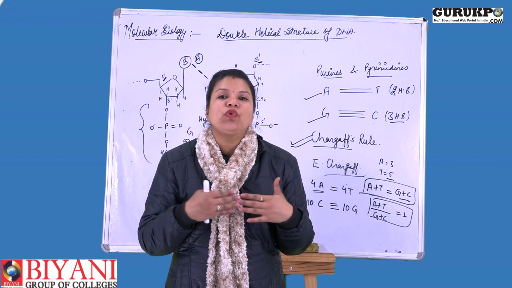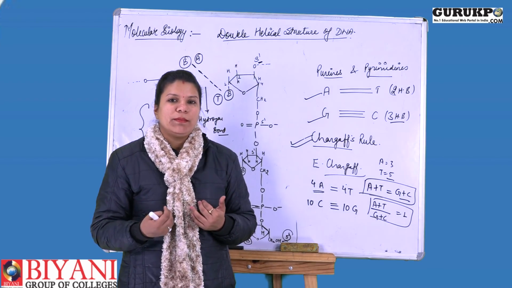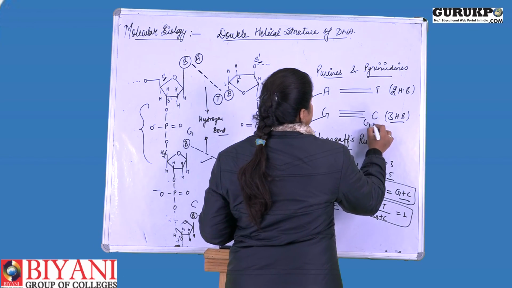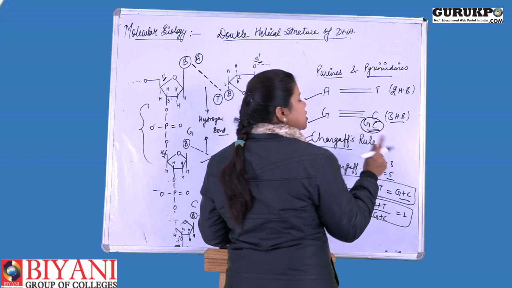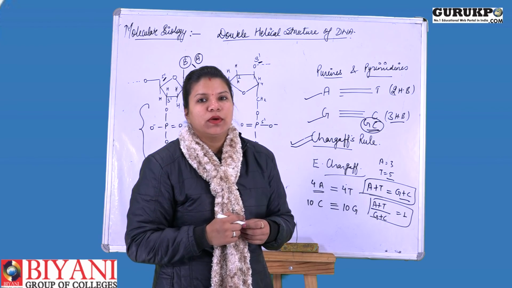The more bonds there are, the more energy we require to break them, right? So always remember that if a GC rich DNA is present, then a higher amount of energy will be required in comparison to an AT rich DNA to be broken down.